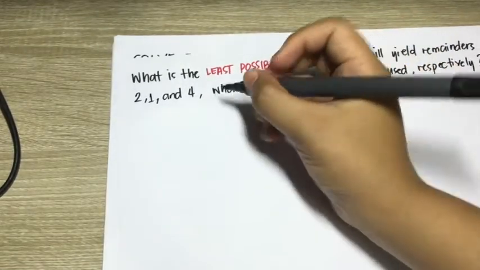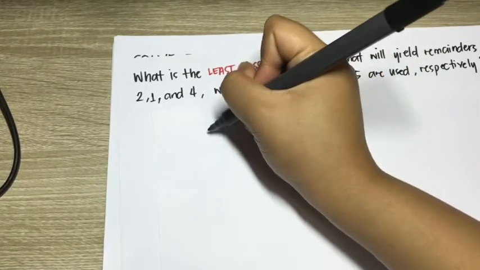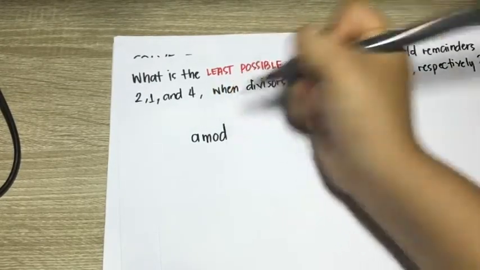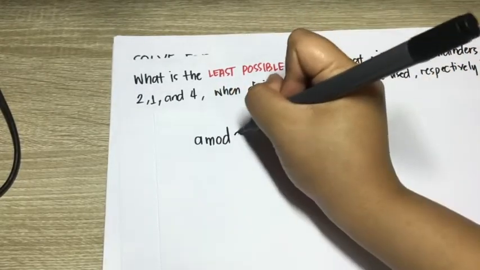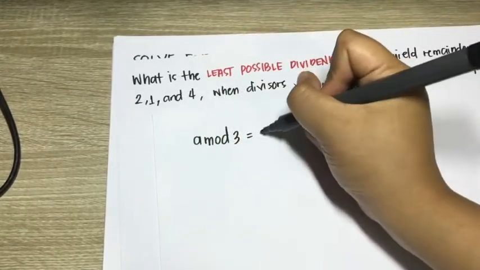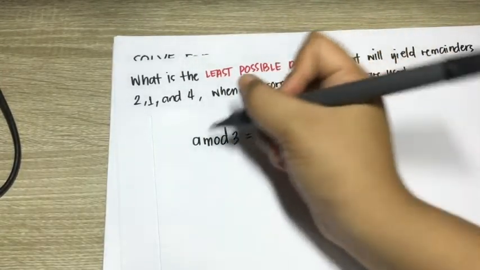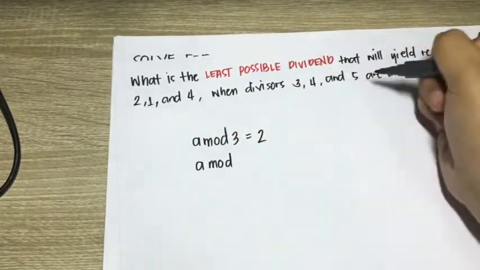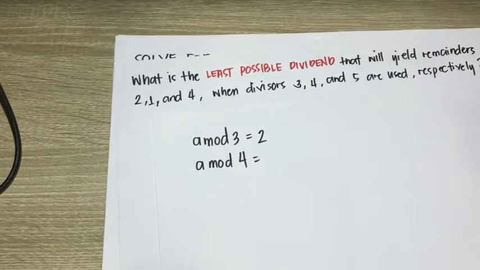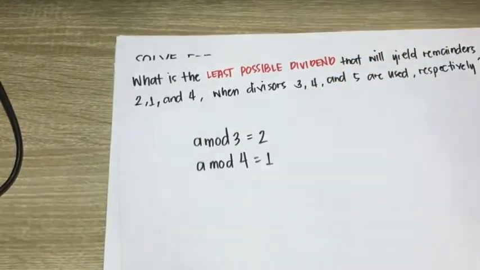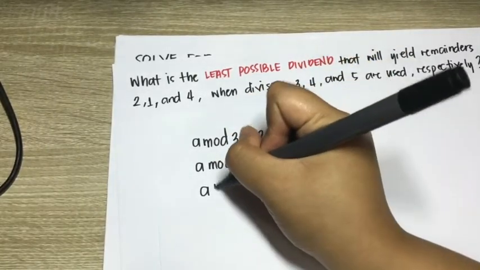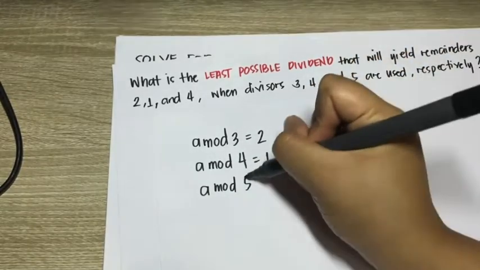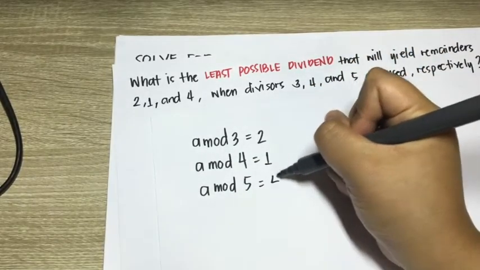So it's just like this way. We are going to determine the least possible dividend, and if it were to be divided by 3, the remainder is equivalent to 2. And then next, this same dividend, if it were to be divided by 4, will yield the remainder 1. And then lastly, A modulo 5, so if we divide the least possible dividend by 5, we're going to get a remainder of 4.